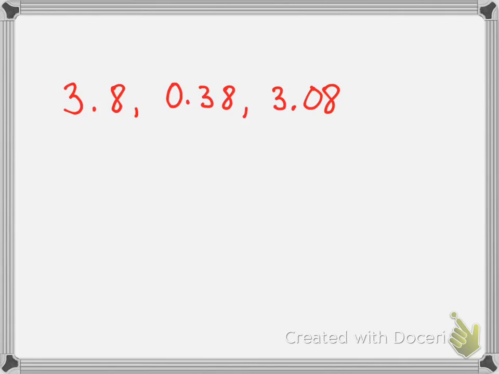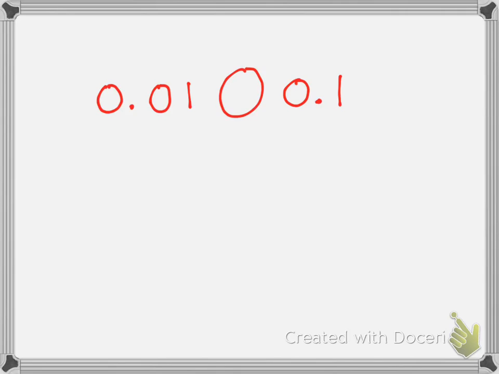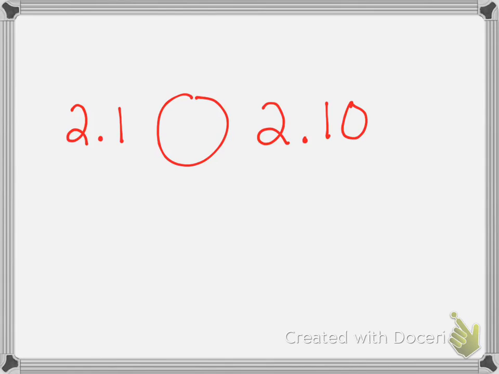All right, 4-3, let's see how much you've learned. Please put these 3 decimals from least to greatest. Okay, here's your next one. 1/100 is greater than or less than or equal to 1/10. Try this next example. 2 and 1/10 is greater than or equal to or less than 2 and 10/100.